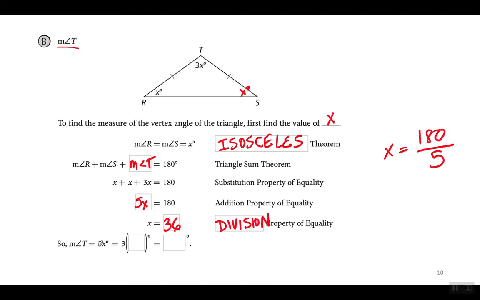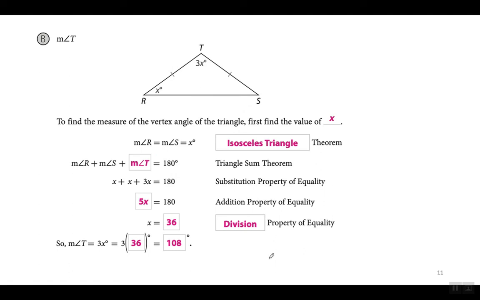So the measure of angle T equals 3x, which equals 3 times 36, which is going to equal 108 degrees. Alright? I left one word out. Isosceles triangle theorem. Close enough.